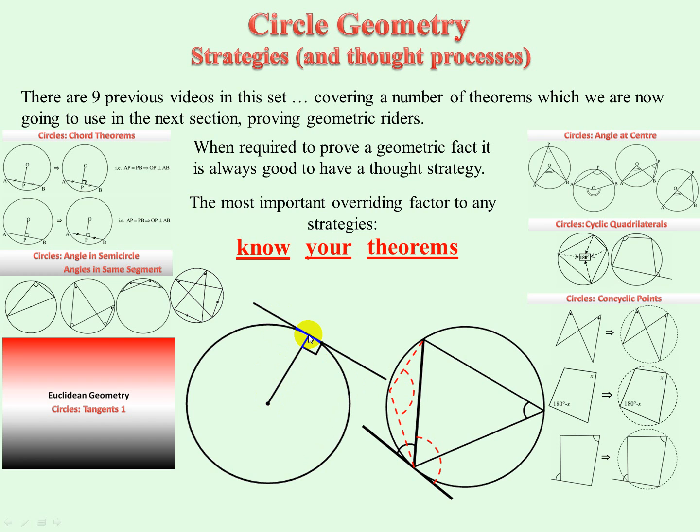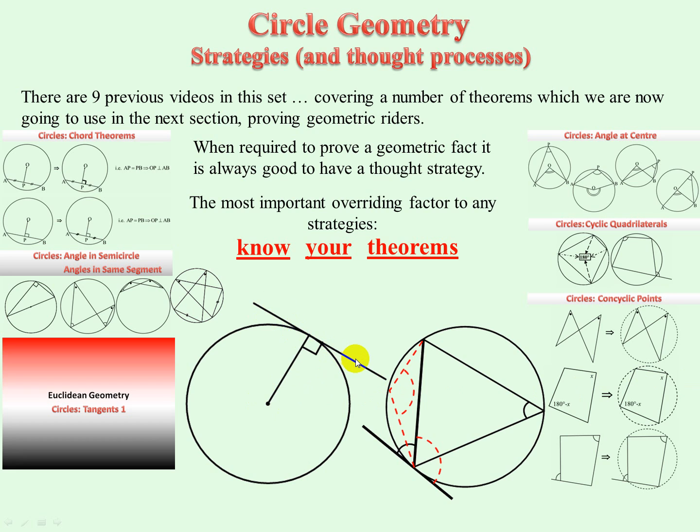And hopefully you know that the shortest line from a point to a line, another line, is a right angle. Or in other words, the shortest distance from a point to a line is a perpendicular distance.